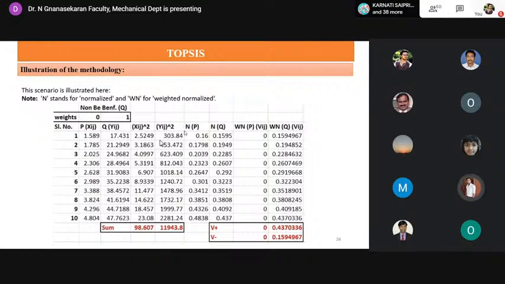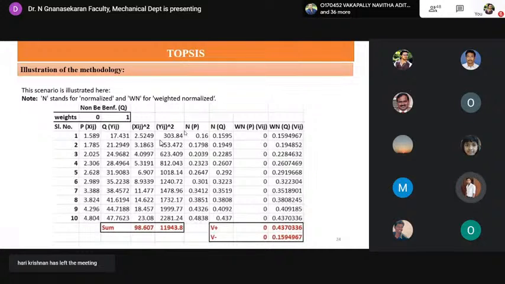So it says that I am giving 0 weightage to the non-beneficial parameter P, pumping power, and I am giving maximum weightage to the parameter heat dissipation Q, that is 100% weightage, which is denoted as 1. If you multiply the normalized values of P with the weight 0, then it becomes 0 for all the values. That is what the last but one column says. When you multiply the normalized value of Q with the weight 1, then the same value is going to appear in the last column.